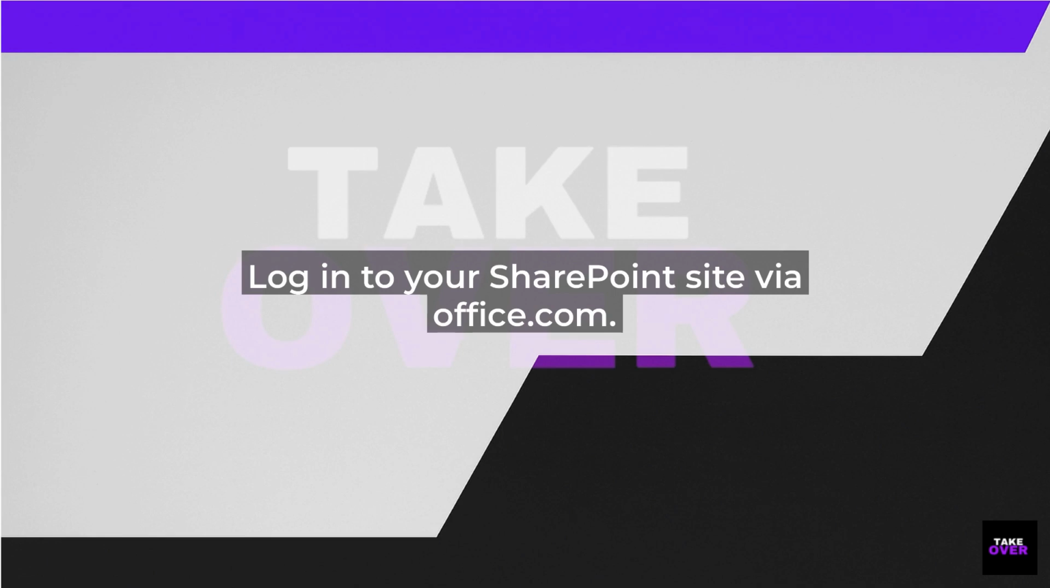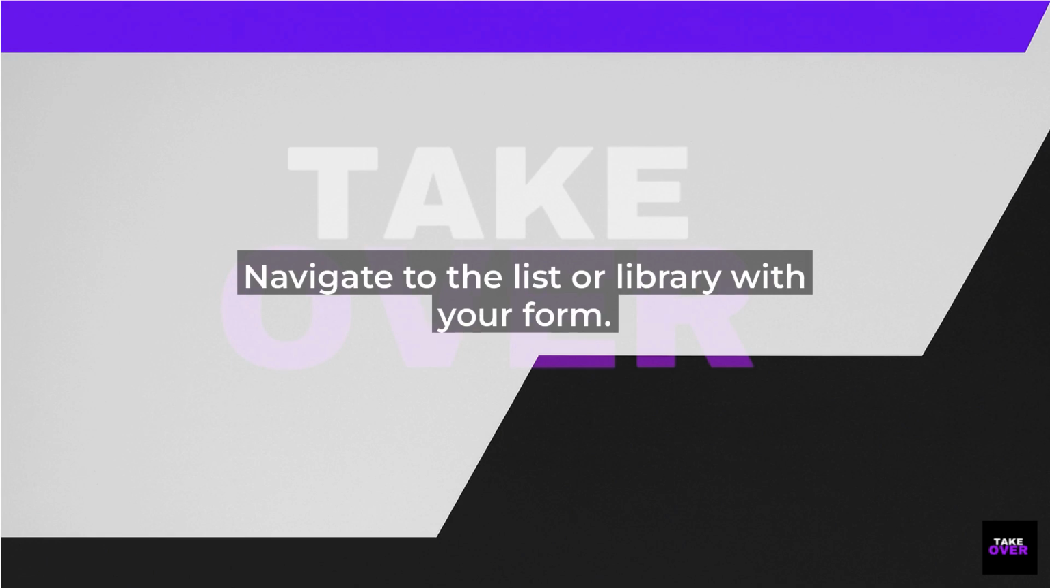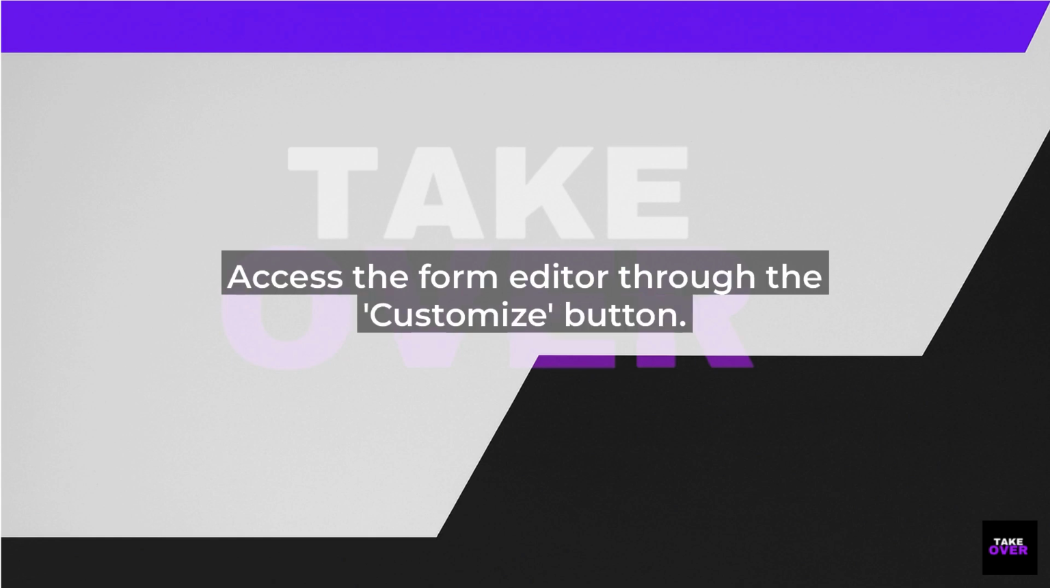Let's dive right in. First things first, make sure you're logged into your SharePoint site. If you're new, head to office.com and sign in with your Microsoft account. Once you're in, navigate to the specific list or library where your form is located. For example, if it's a project tracker, find that list in your site contents.